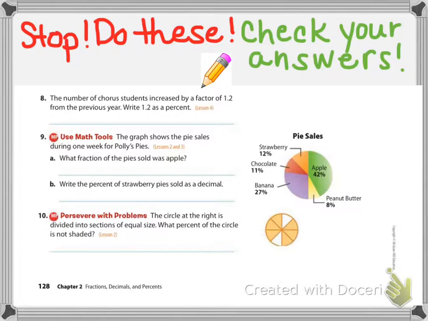Don't forget that with each problem at the end, like in question number 8, if you forgot how to do this, it tells you right here which lesson to turn back to. So if you need more help than just the video, then you can turn back to lesson 2.4. Chapter 2, lesson 4 is talking about how to change decimals to percents. So if you look in parentheses at the end of each problem, it'll tell you which lesson to turn back to get some help.